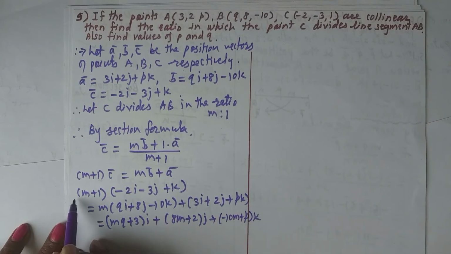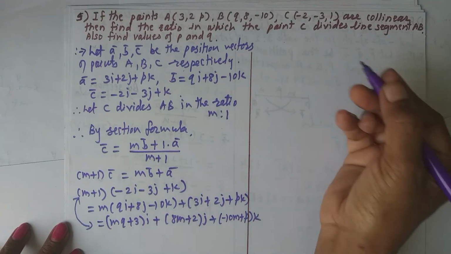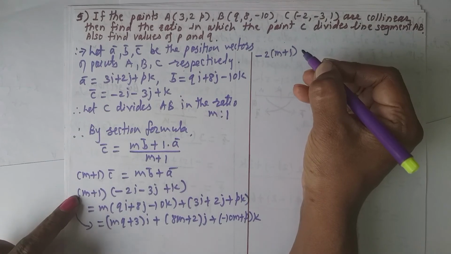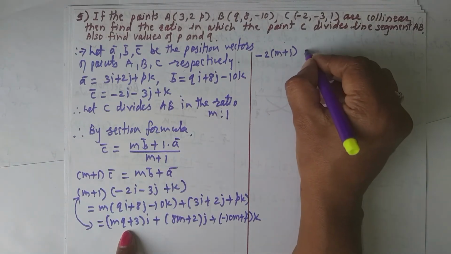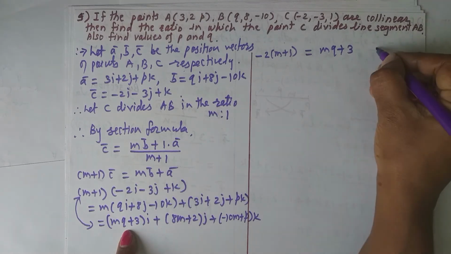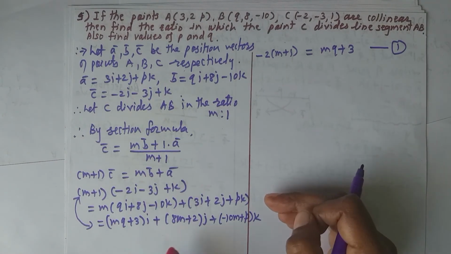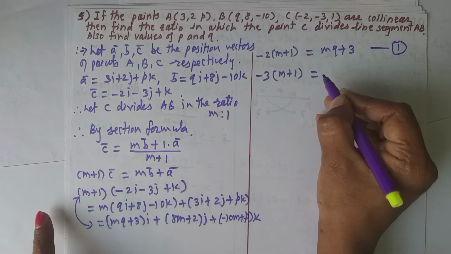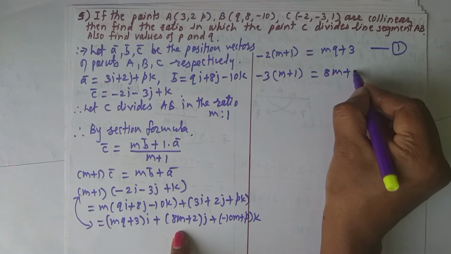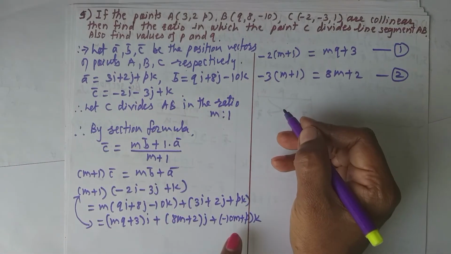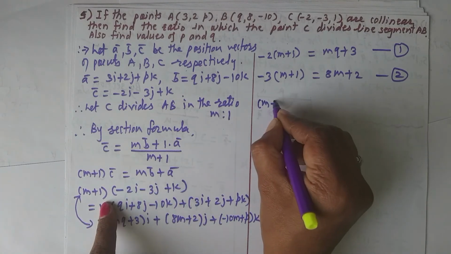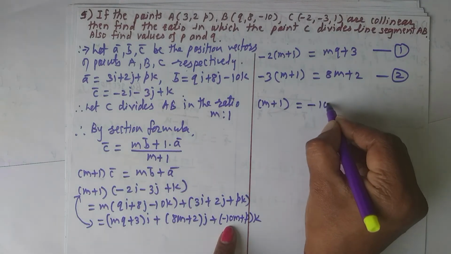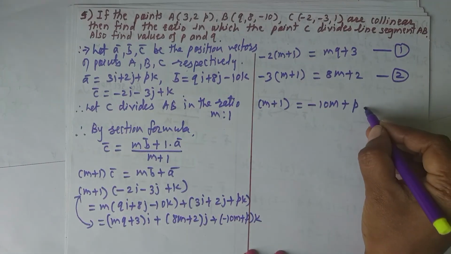Okay. Now you compare left hand side and right hand side. Then you will get three equations. What will be the first equation? Minus 2 times (m plus 1), this is the coefficient of i, will be equal to mq plus 3. This will be your first equation. What will be the second equation? Second equation will be minus 3 times (m plus 1) on the left hand side, and the right hand side will be 8m plus 2. This will be your second equation. What will be the third equation? The third equation will be (m plus 1) times, here the coefficient of k is 1, and this will be equal to minus 10m plus p. Okay, this will be your third equation.